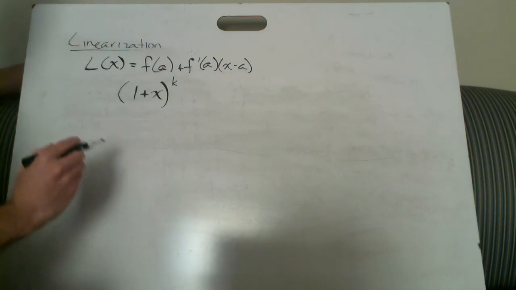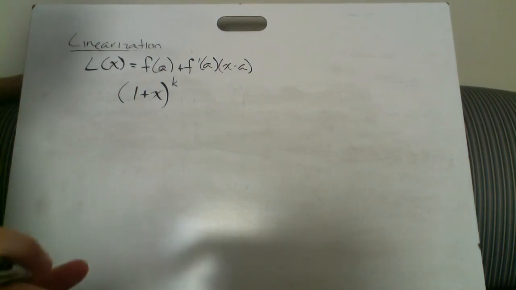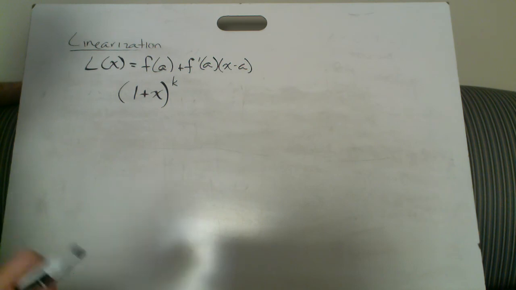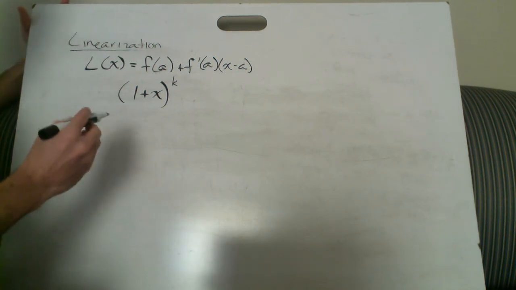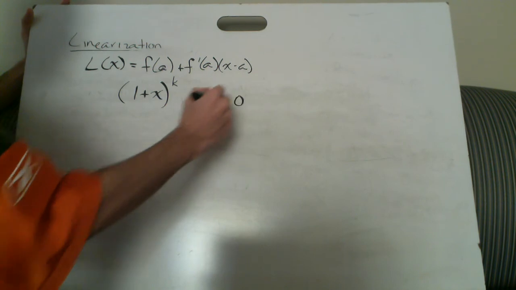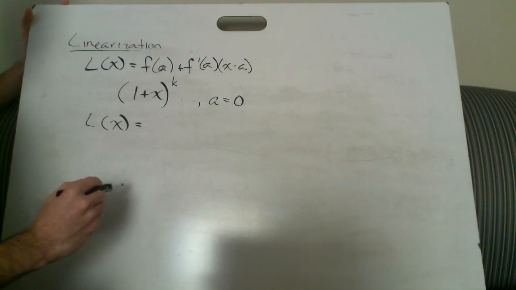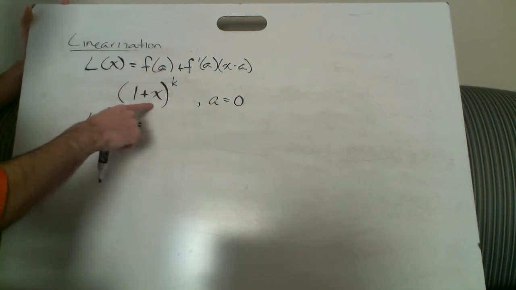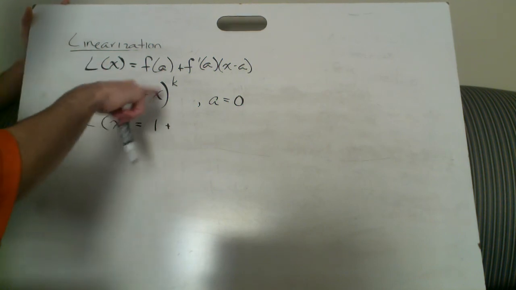And here's what I'll do. I'll just go right to my formula, and what I'm going to do in particular is choose my a to be 0. Don't worry too much about why I'm choosing a to be 0, other than the fact that 0 happens to be the nicest number. So if a is 0, then I can come up with this nice form here. L of x should be, well, f of a, plug in 0 here, I get 1 to some power. That's just always 1.